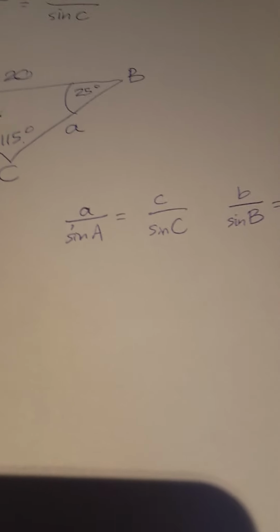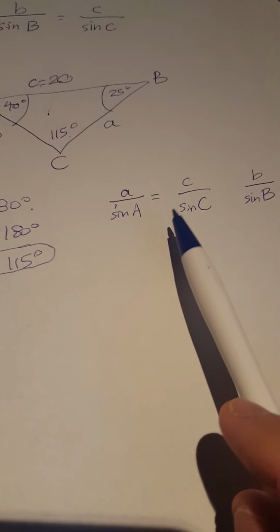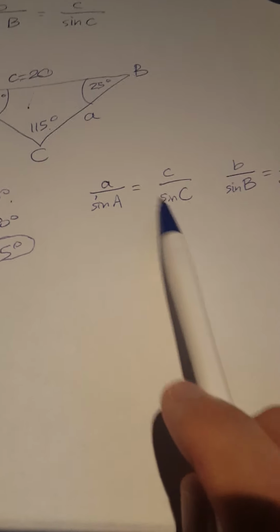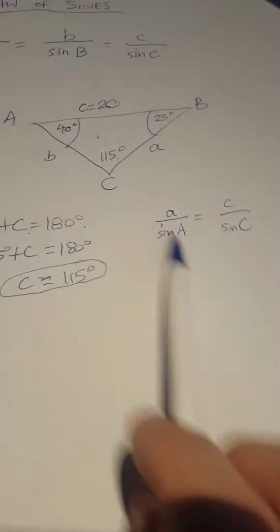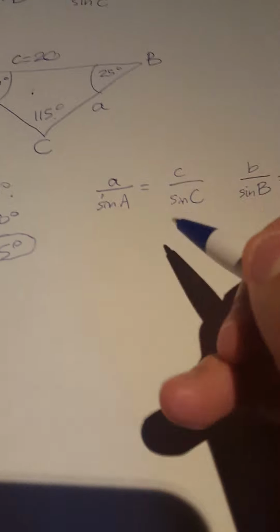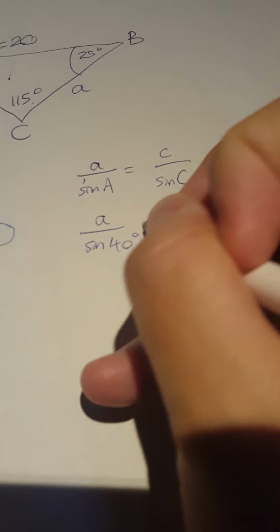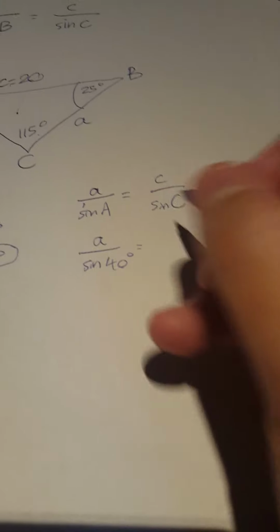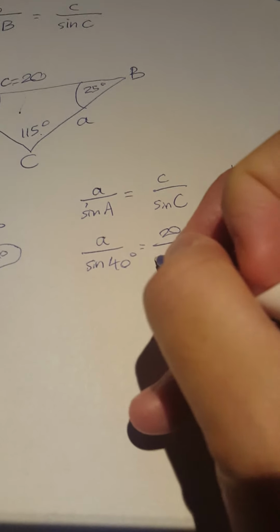Okay, to save time, I already have this set up here. Remember, you have to have two of something to be able to solve for anything. Here I have both the C's. I need the little a. And I do know that big A is 40 degrees, so I can use that here. So let's plug in the information that I do have. This means that I'm going to have A over the sine of 40 degrees, that was big A, and this is going to be equal to the side of little c, which is 20, over the sine of angle C, and angle C right here is 115 degrees.